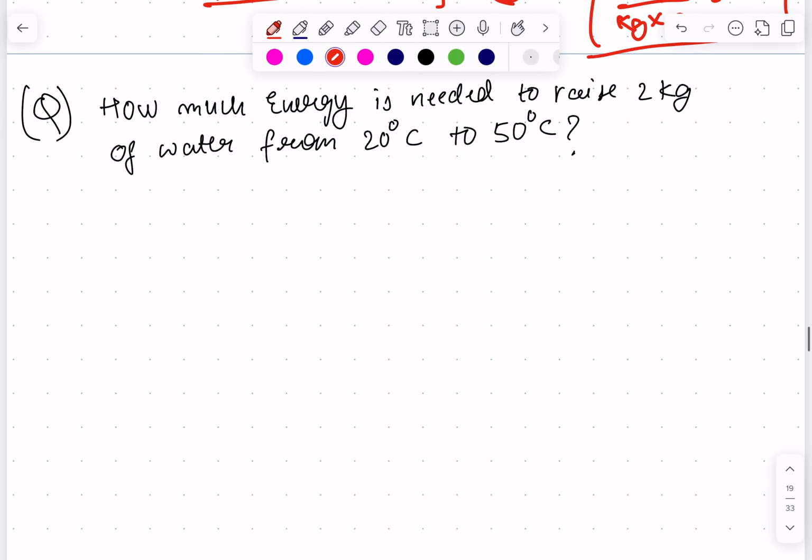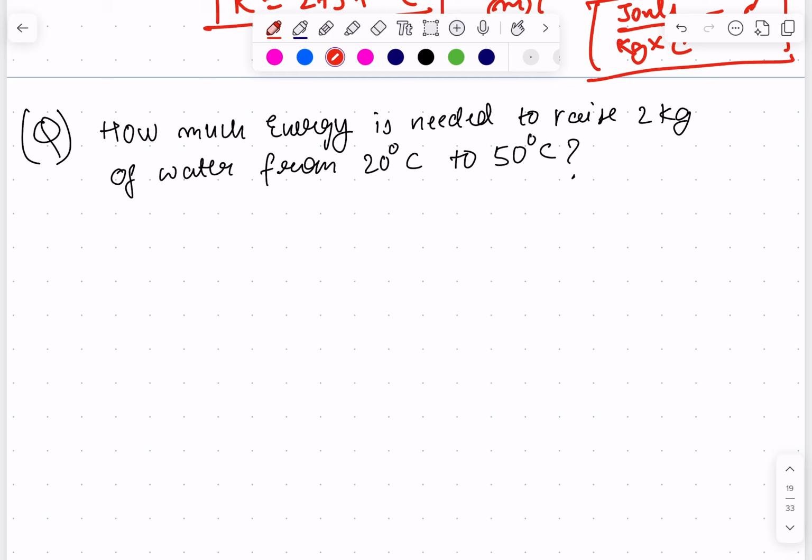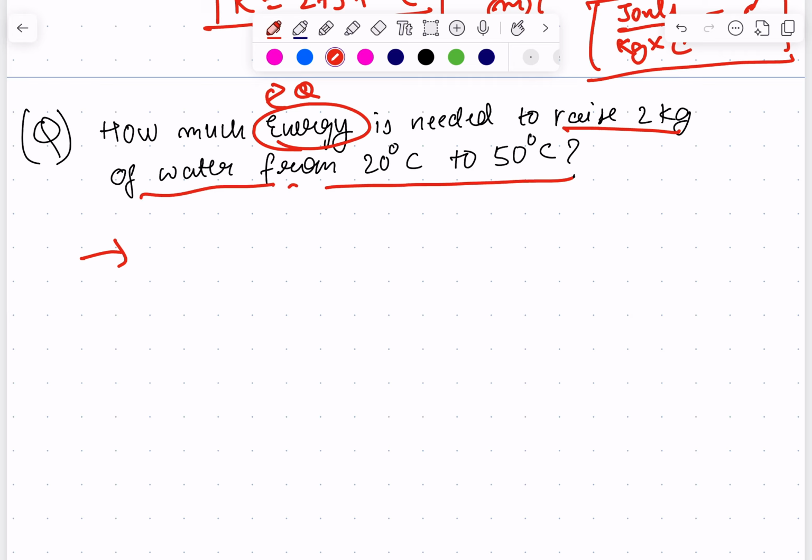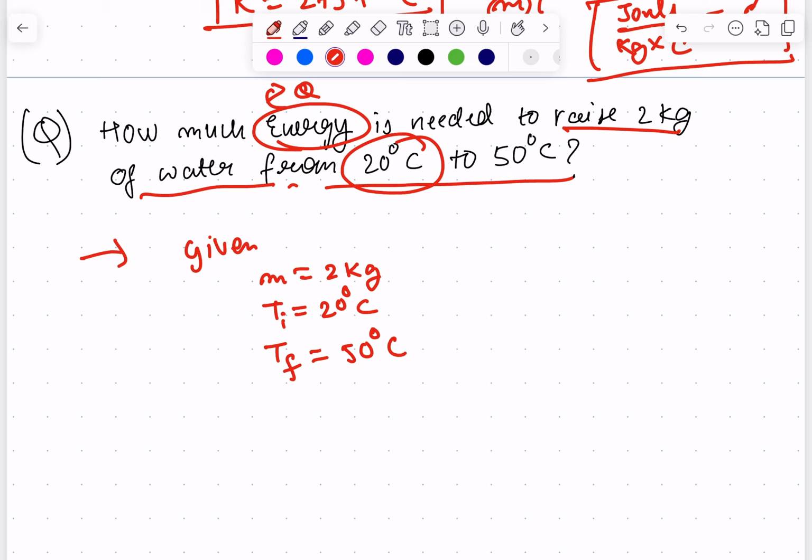Let's do a simple question and then we can move forward. In the question they have asked how much energy, means how much heat, is needed to raise 2 kg of water from 20 degrees Celsius to 50 degrees Celsius. So let's understand what is given first. Let me check whether the recording is happening. Yes. Okay, so given is the mass, that is 2 kg. The initial temperature is given as 20 degrees Celsius. The final temperature is 50 degrees Celsius, and they have asked us what is the heat, and it's for water.